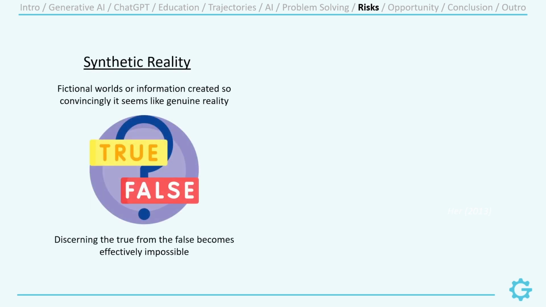One of these is the ability to create synthetic realities. The ability for something like ChatGPT to impersonate users online at scale, along with other technologies like image generation and voice cloning, make it almost impossible to determine if a piece of information is real or artificially generated.